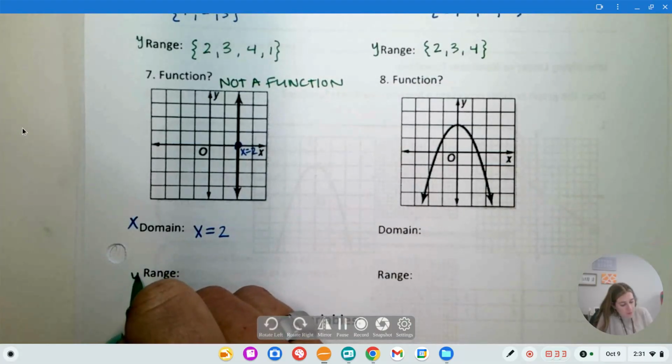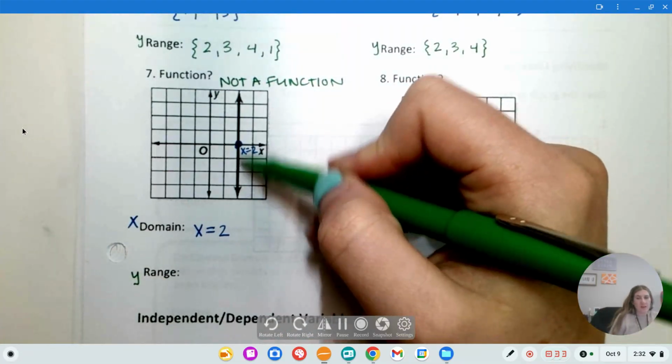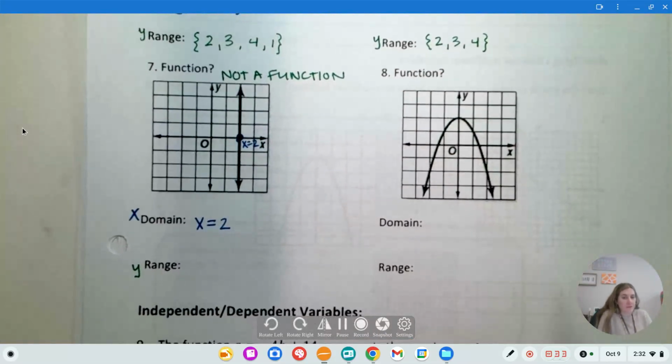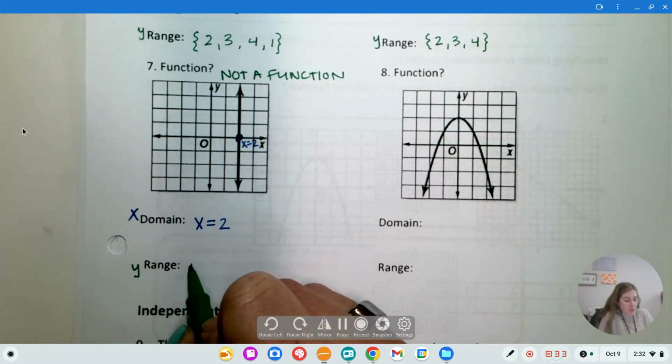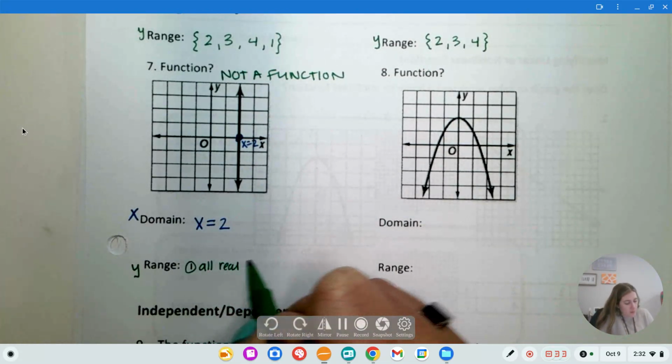When I do the range, I have arrows that go up and down forever. So in the math world, we call that infinity. And we have two options. Option 1, we can say all real numbers.